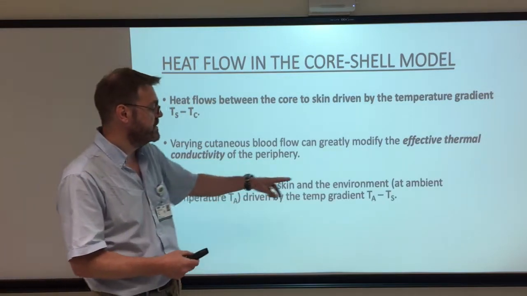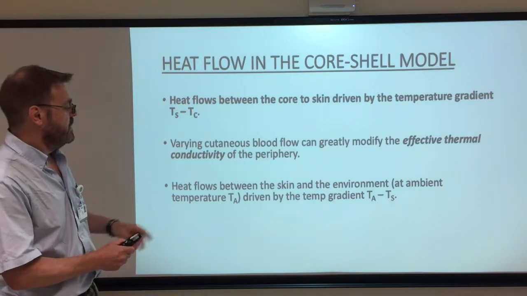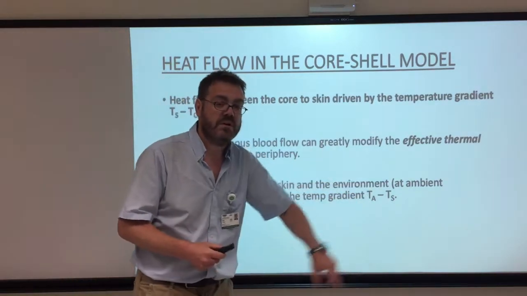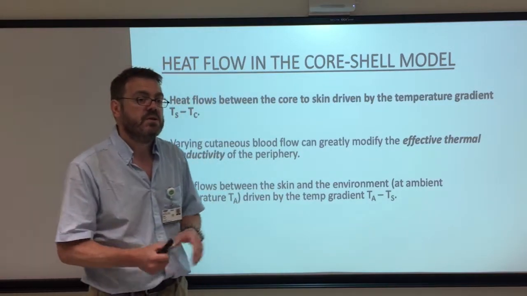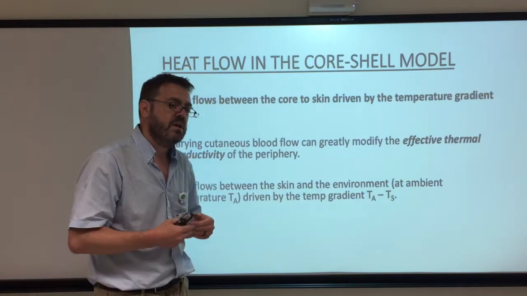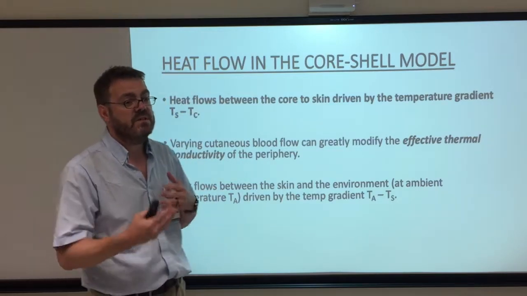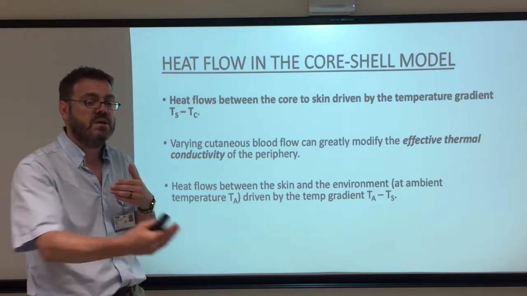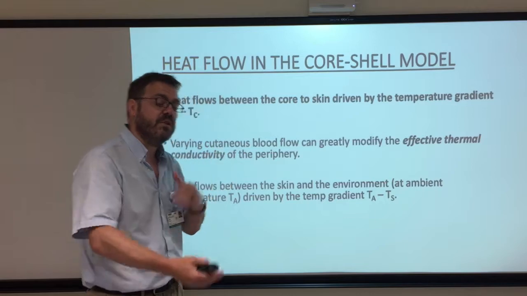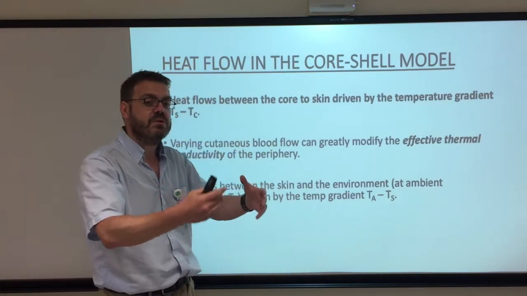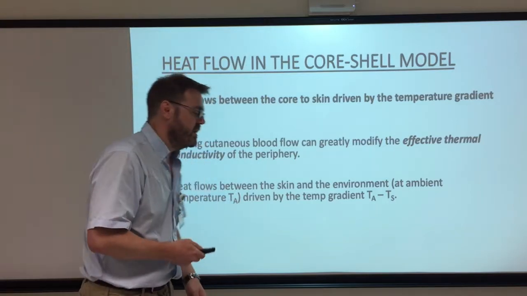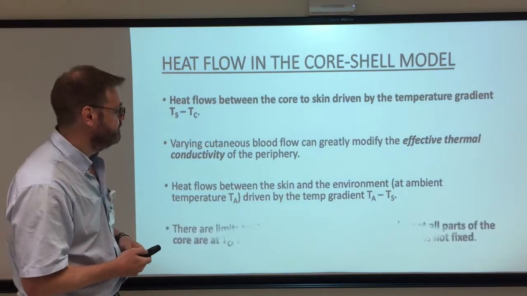Heat flows between the skin and the environment, driven by the temperature gradient that is between the atmospheric temperature and the skin temperature. So if your skin temperature is similar to the environment, there won't be a lot of heat loss. But then if there's a large amount of difference between the skin and the environment, you're going to lose a lot of heat, and vice versa. If it's very hot outside and your skin isn't so hot, heat will flow into the skin very rapidly.